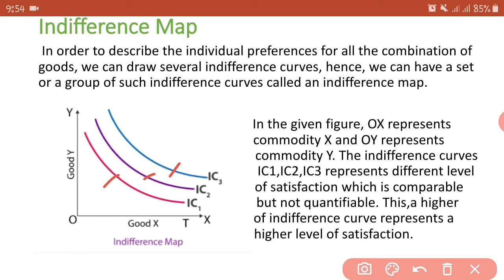Let us consider the three marks as A, B and C. While talking about where the consumer gets the highest level of satisfaction, it is point C. Higher the indifference curve, higher the level of satisfaction.